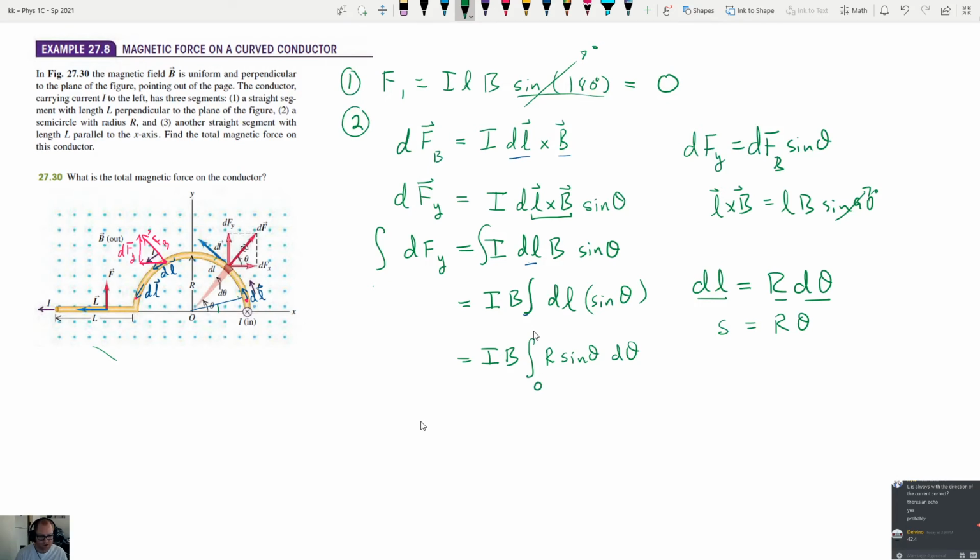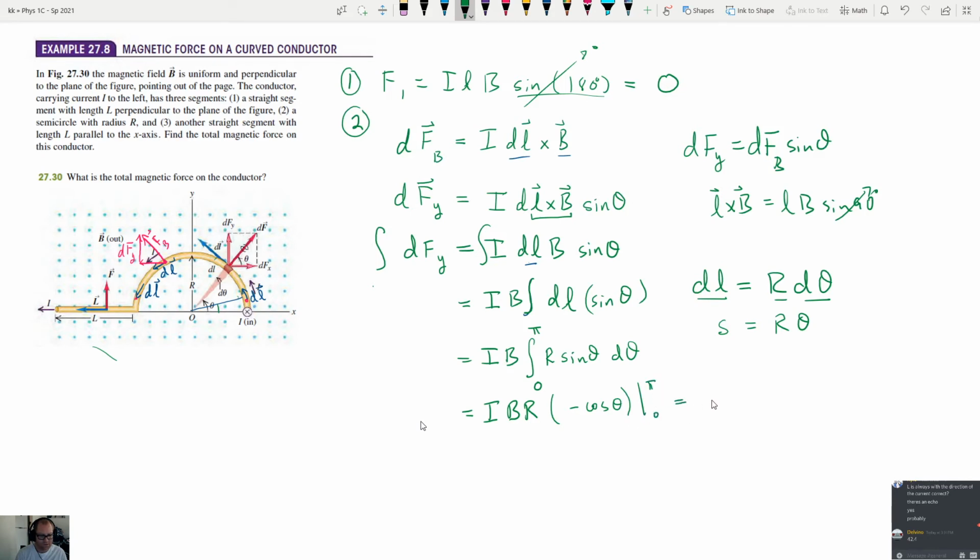0 to pi, okay. I agree. Or we could probably go from 0 to pi over 2 and double it if we wanted to as well, right? But it doesn't really matter. We get the same answer regardless. So we have I times B times R, and my guess is we're going to get 2. That's just what I think we're going to get. Let's find out, though. So we end up integrating sine, which is going to give us negative cosine, I believe, and we need to evaluate that between 0 and pi.